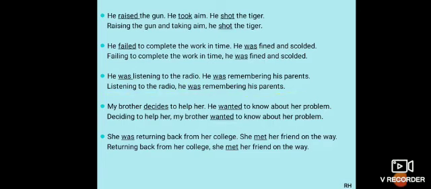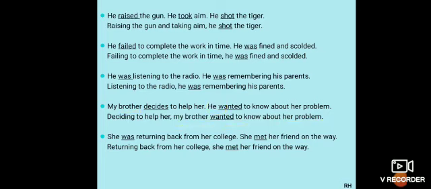My brother decides to help her. He wanted to know about her problem. So decides is the first finite verb and wanted is the second finite verb. So decides you will change to deciding to help her. Now this full stop you will change to comma. And now the he I have removed, but instead of he I'll be using my brother. So it is my brother wanted to know about her problem.